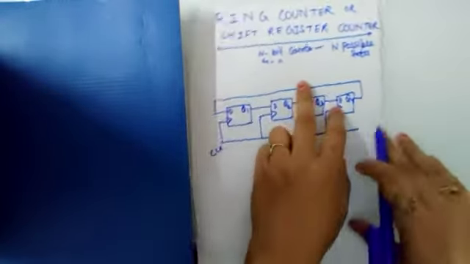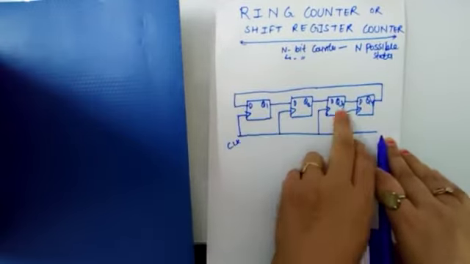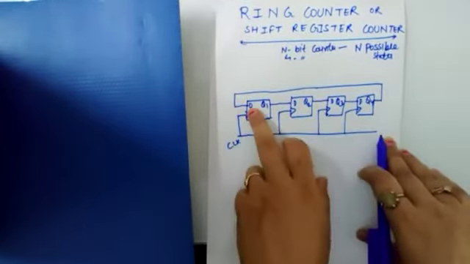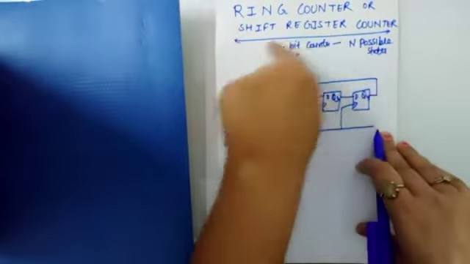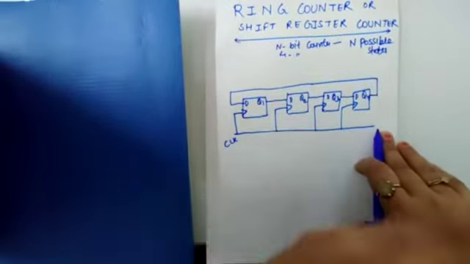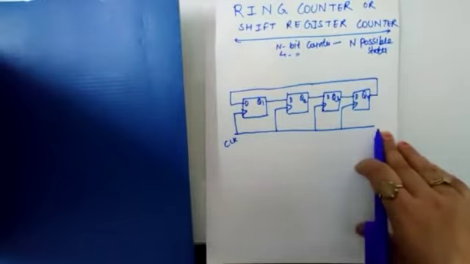This makes it a ring counter. The output Q4 is fed back to the input of the first flip flop, just like a ring. So in the form of a ring, that's why it is called the ring counter.